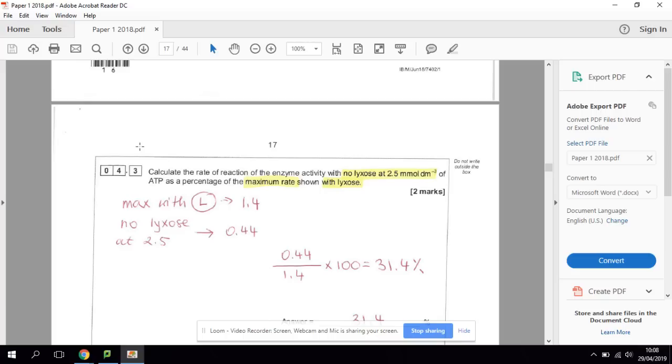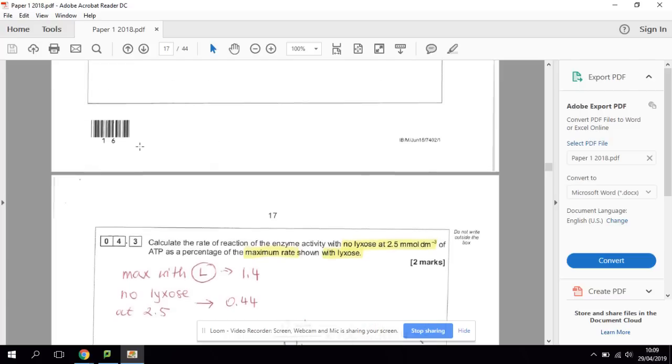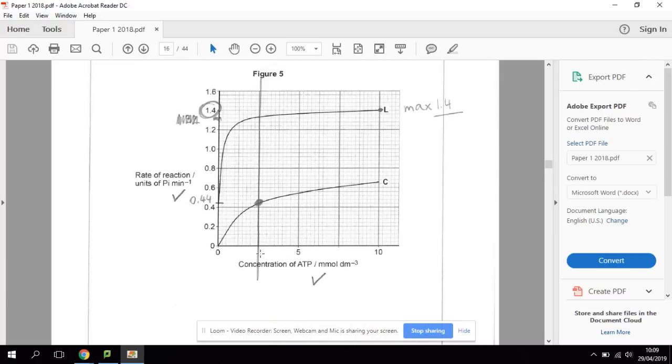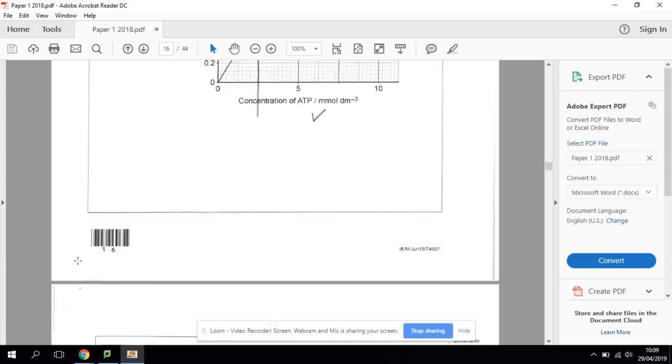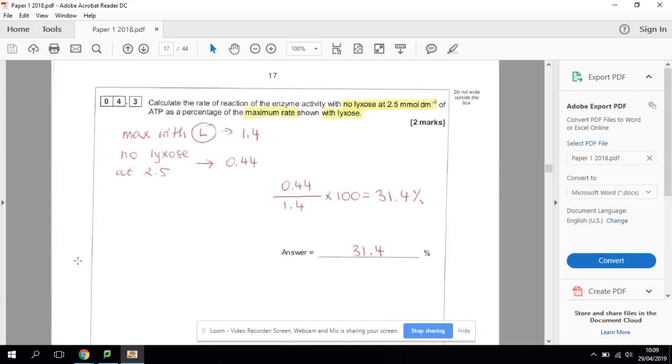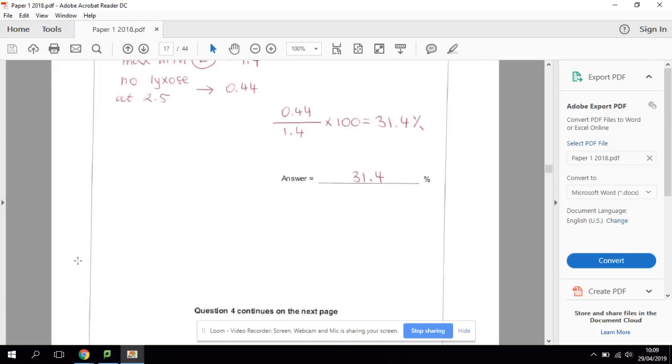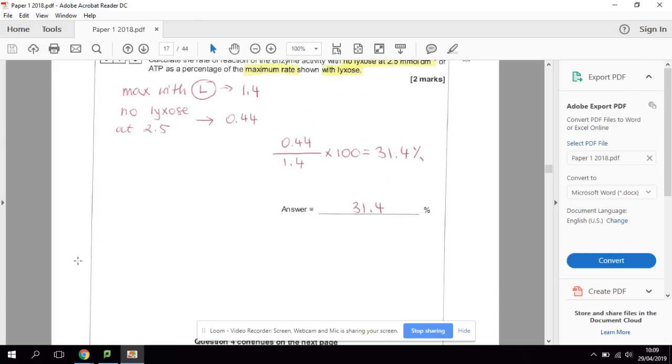So again, where is the calculation coming from? You've got the maximum rate with lactose, which is 1.4, and no lactose at 2.5, it's 0.44. Okay, so to show you where this is coming from, this is 2.5, the concentration. Draw the line up for C. Okay, the value is 0.44. So again, our calculation is straightforward. It's a percentage, so 0.44 divided by 1.4 times 100, and the answer is 31.4%. So that's the percentage, sorry.